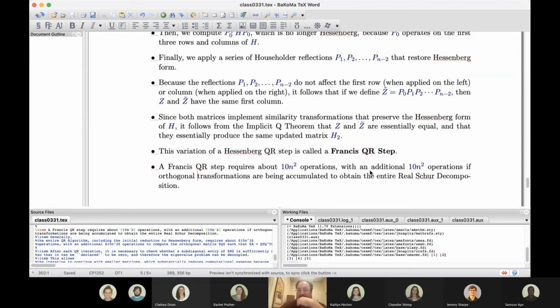If you're trying to accumulate transformations, oh wow, it's looking terrible out there. Do I have an umbrella? Oh, yeah, I do. Okay.